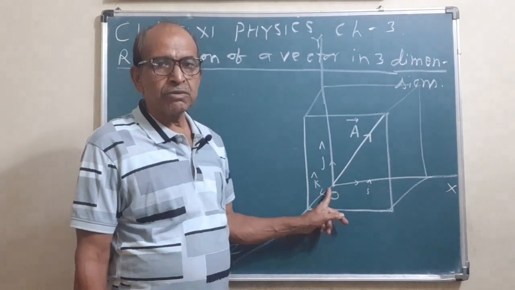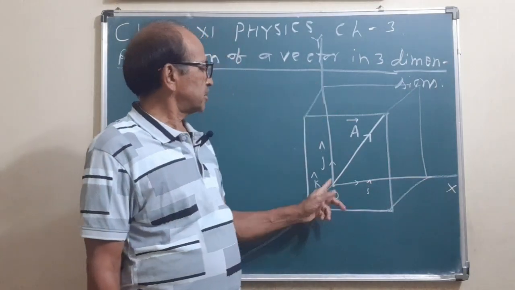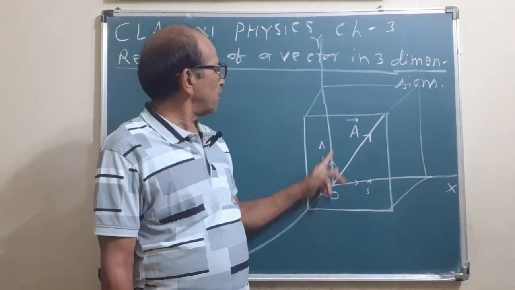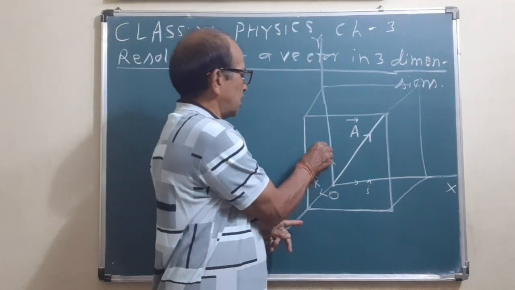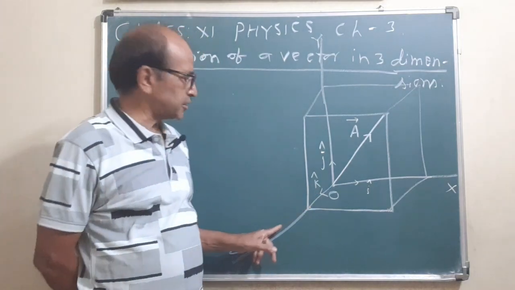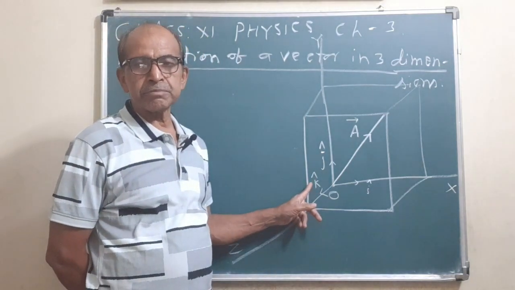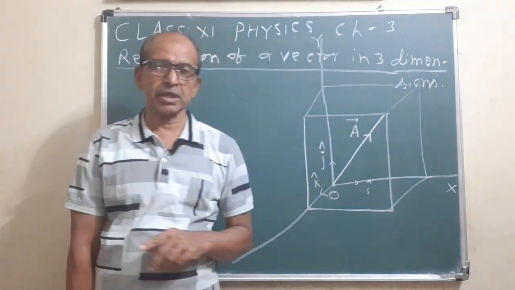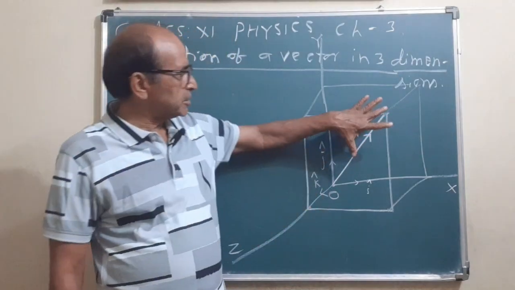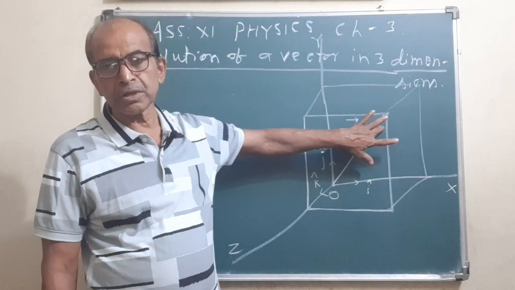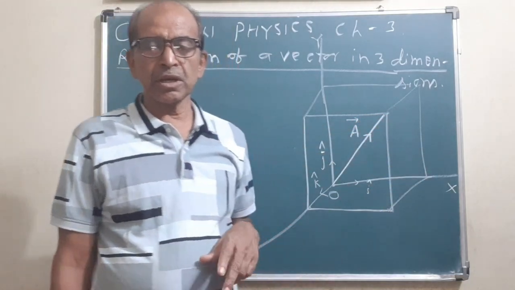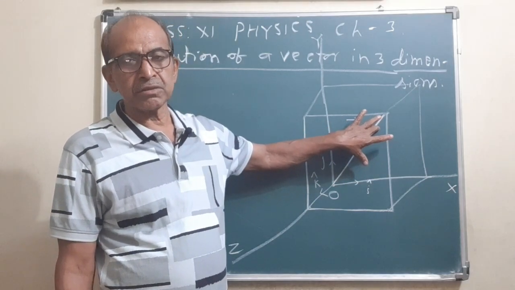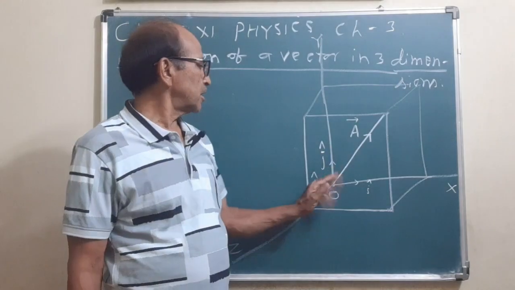Here we can consider the origin, x-axis, y-axis and z-axis. Along the x-axis the unit vector is i cap, along the y-axis j cap, and along the z-axis unit vector k cap. So i, j, k are unit vectors along the x-axis, y-axis and z-axis. Now this vector A we can resolve along the x-axis, y-axis and z-axis. So resolution of a vector A in three dimensions.